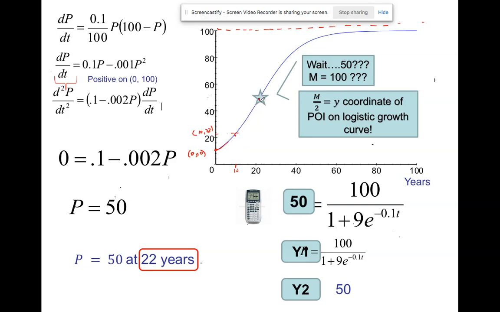After 22 years, the growth is going to slow, right? And if you think about it, 22 years ain't that long. So after 22 years, the bear population is still going to grow, just not as quickly. Pretty cool, right?